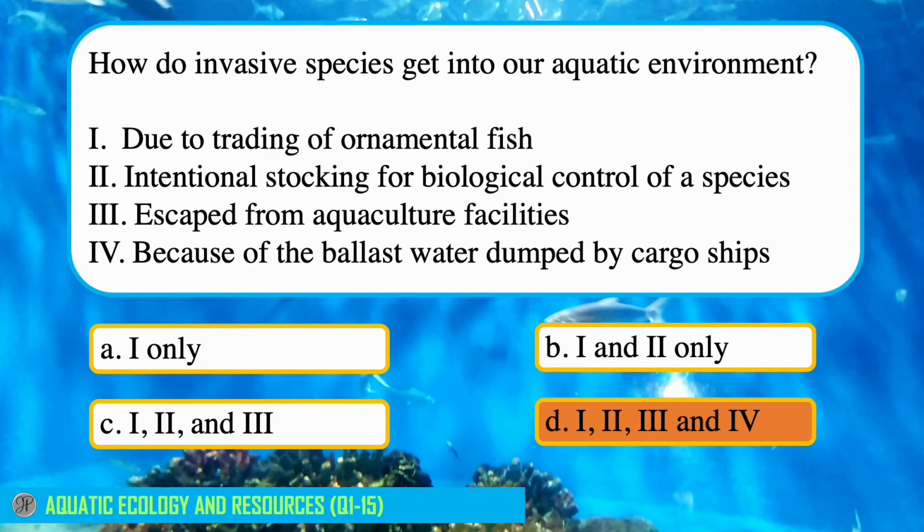Invasive species get into our aquatic environment for some reasons. They might be accidentally or intentionally introduced by someone, escape from aquaculture areas, come from ornamental fish trading, and many others.